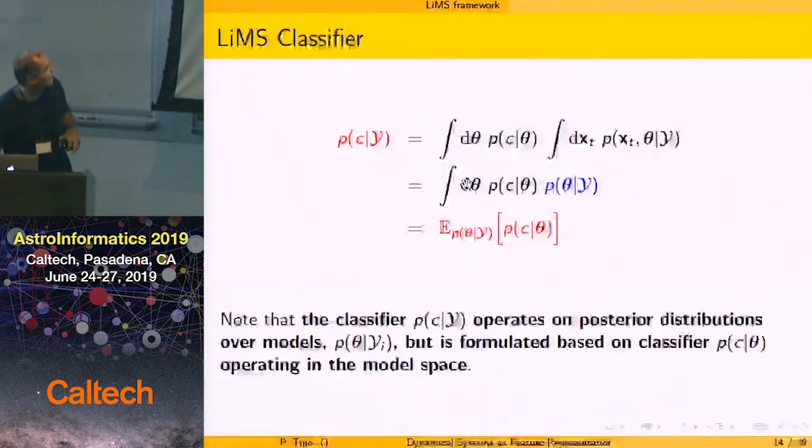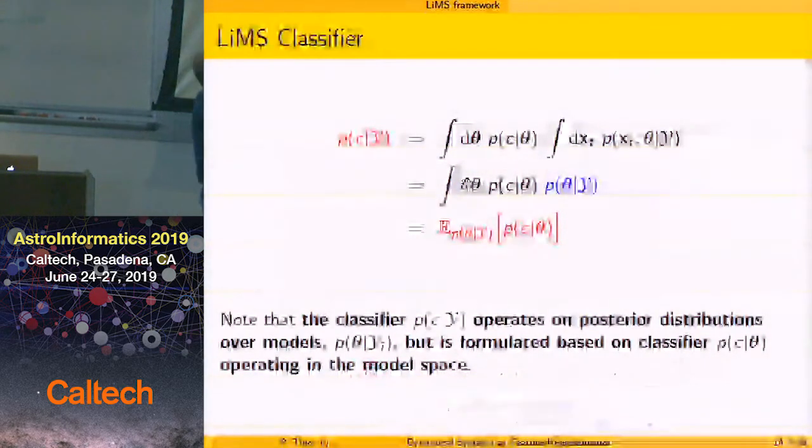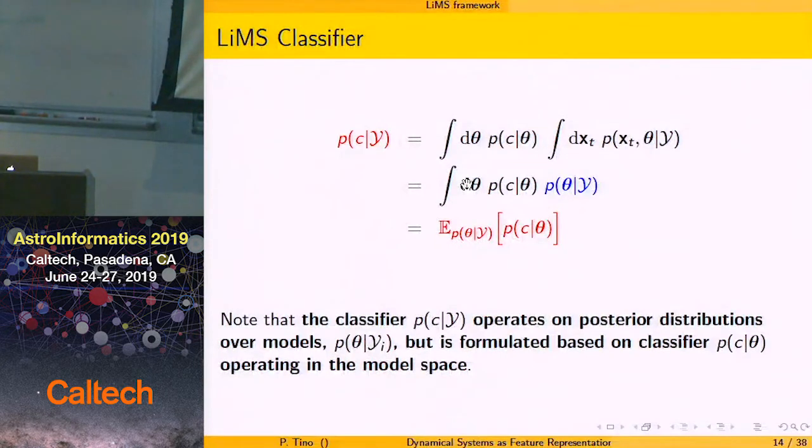If I just continue, that's marginalization. That's going to be the blue thing there. But what is the blue thing? It's just the posterior distribution. It's a posterior distribution over all my models, because model parameters are theta, given the observation. So what is this? It's just the definition of the expected value, right?